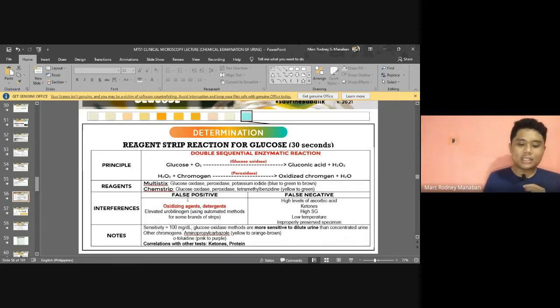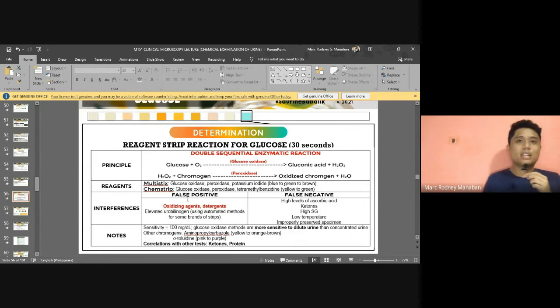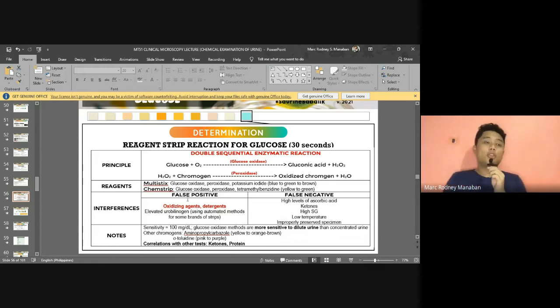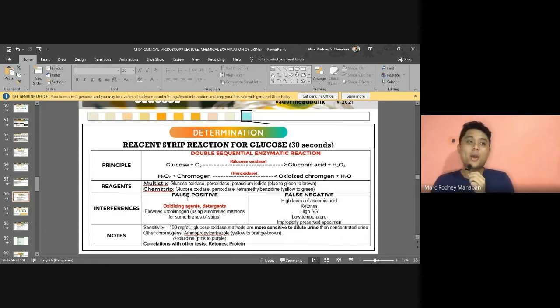Now, what is the principle for the reagent strip of glucose? Again, glucose, how many seconds? 30. So glucose and, of course, bilirubin have the shortest reaction time on your reagent strip. And what is the principle? Double sequential enzymatic reaction. Of all the reagent strip parameters, I highly suggest you memorize the glucose chemical reaction. At least glucose you should memorize.